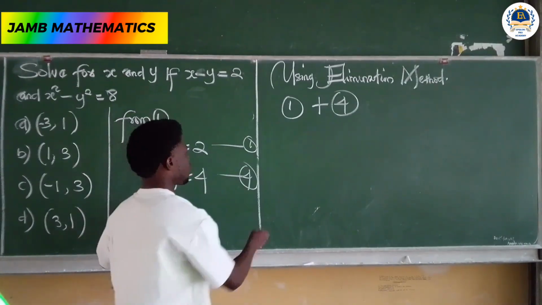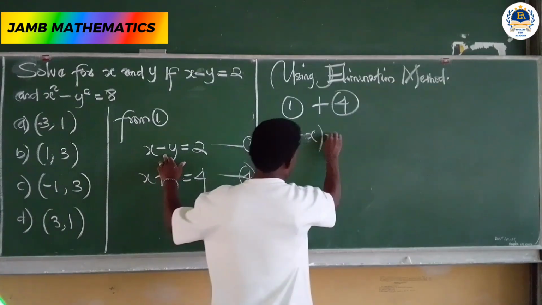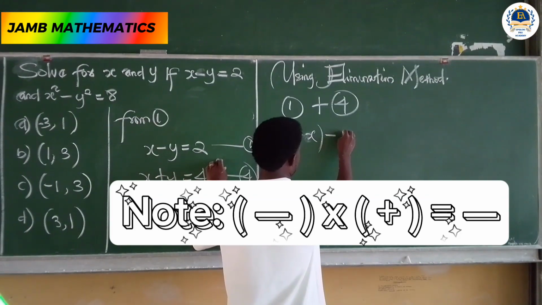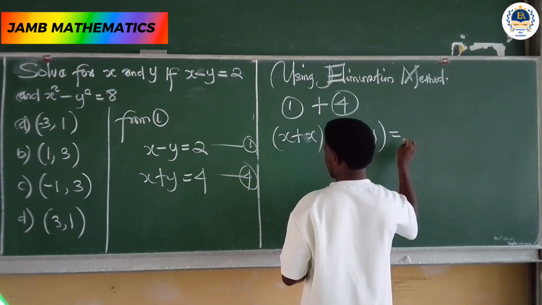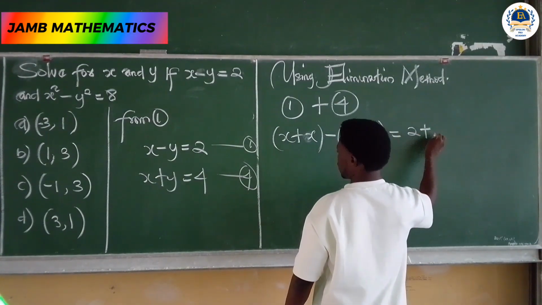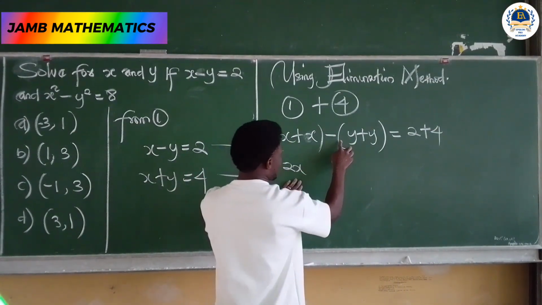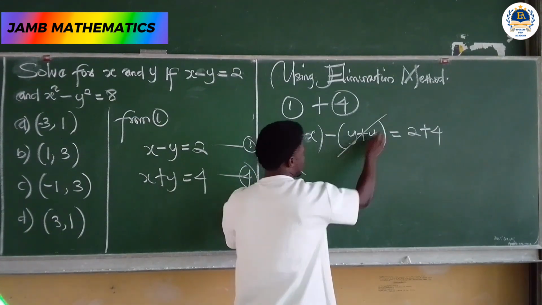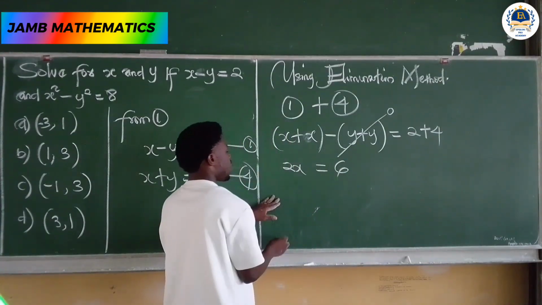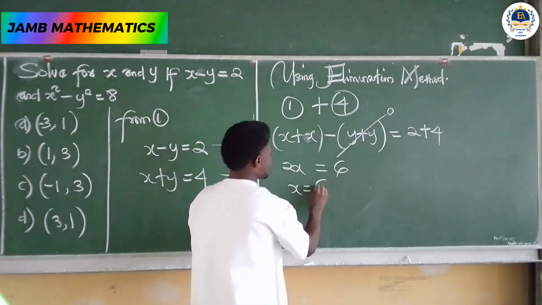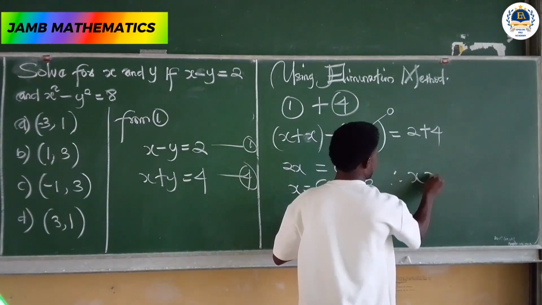So adding 1 to 4, that becomes x plus x minus y plus y, which gives 2 plus 4. Okay, so x plus x gives 2x, y minus y gives 0. So this is equal to 0, and we are left with 2 plus 4 is 6. So making x the subject, x is equal to 6 divided by 2, which is equal to 3. So at this point, x is equal to 3.